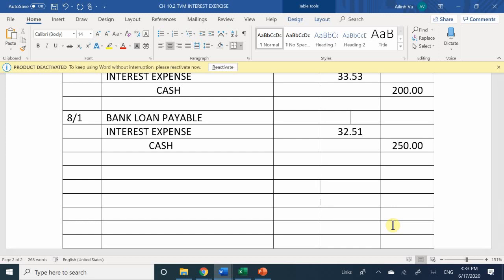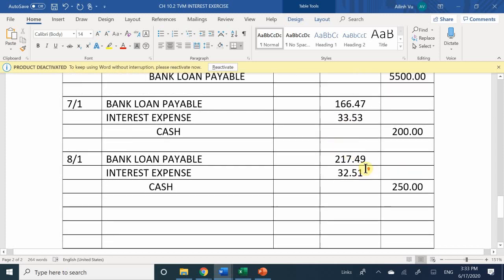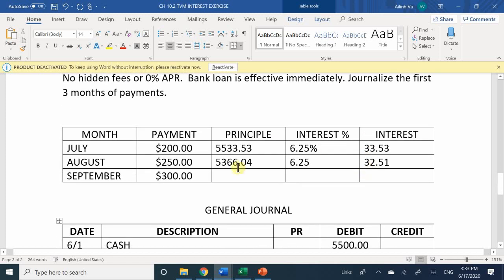Well, let's see, 217.49. 250 minus... yes, 217.49. So you're still paying your interest off, and you're still only paying $200 off of your actual principal. All right, let's go ahead and finish the last month off.